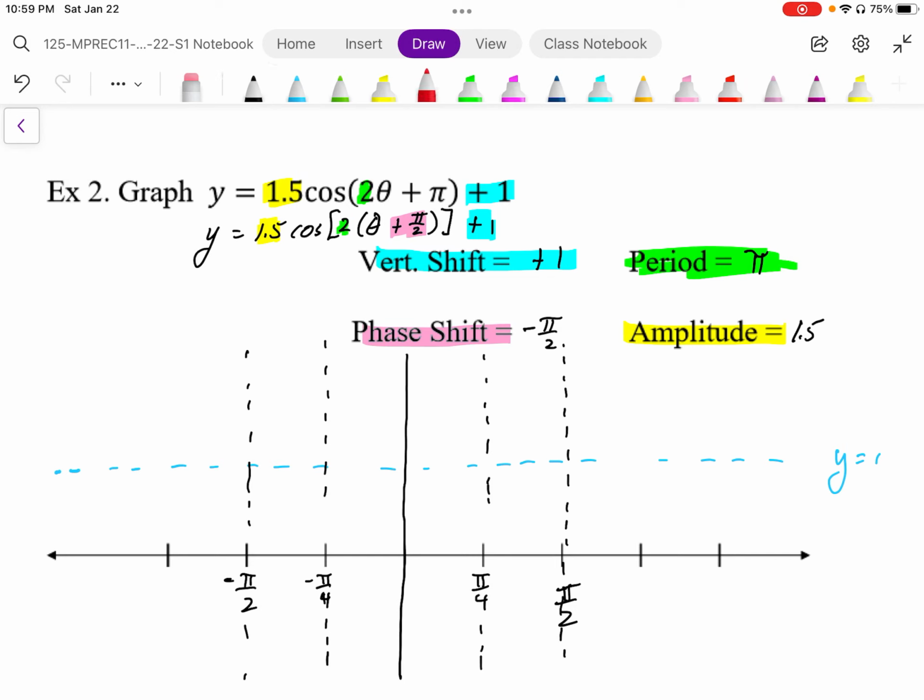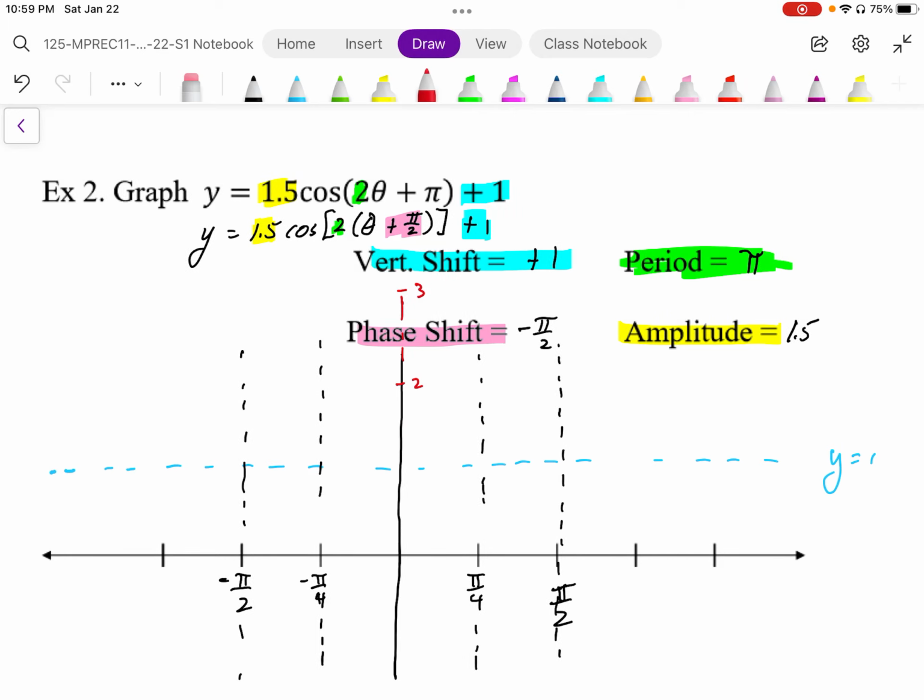It's a cosine graph. So I just need to make sure that I know about how high I should go. So this is about 3 up here. So my cosine starts at the top. My amplitude is 1.5, so I'm going to go 1.5. So this is going to be negative pi over 2. From the middle of 1, I'm going to add 1.5. So I'm at a y coordinate of 2.5.